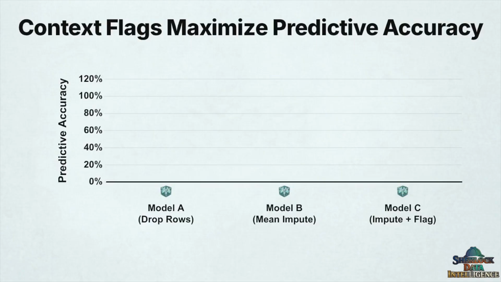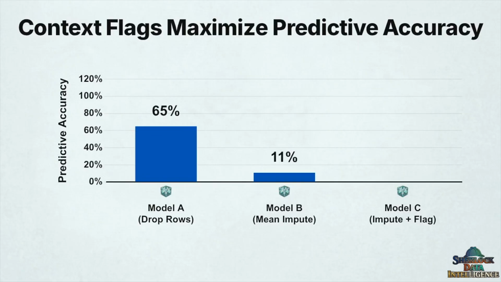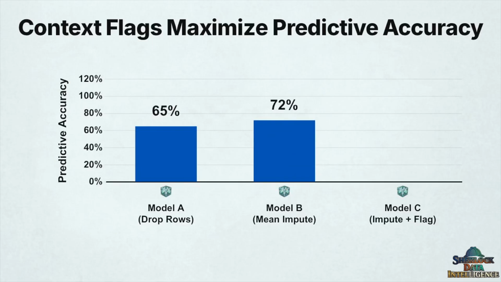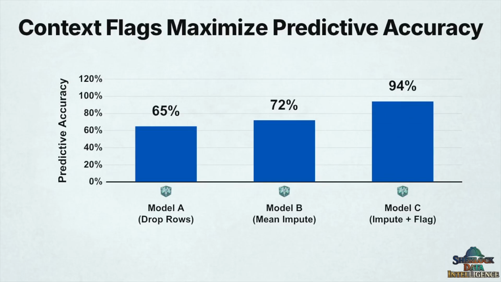On this split screen, we can compare the actual predictive accuracy of our choices. Model A dropped the rows entirely. Model B used mean imputation but hid the tracks. Model C used mean imputation paired with our Boolean missingness flag. Because Model C had the context to separate reality from our averages, it clearly outperforms the other two.